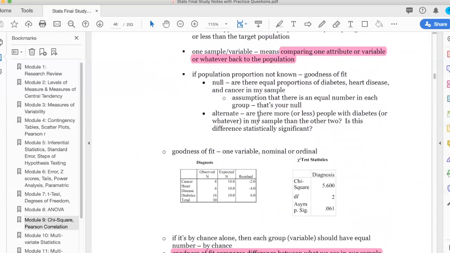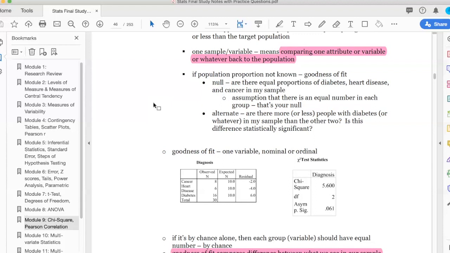So what if you don't know the proportion of whatever you're measuring, it's not something that's ever been measured before, so you don't know what the proportion is in the population? Then your null for goodness of fit would be that there are equal proportions inside of your data. Say you're checking the frequency of diabetes, heart disease, and cancer. Pretend we don't know what that is in the population. So your null in that case would be that there are equal numbers for each group: 10 people with diabetes, 10 people with heart disease, 10 people with cancer in your sample.